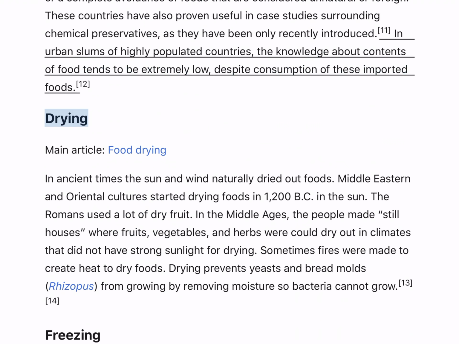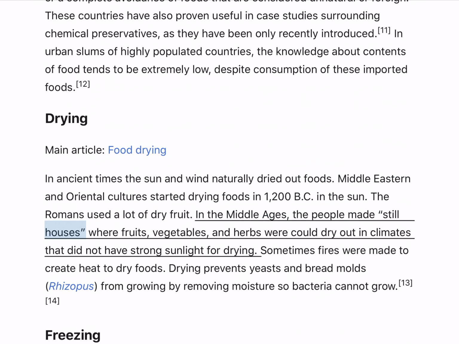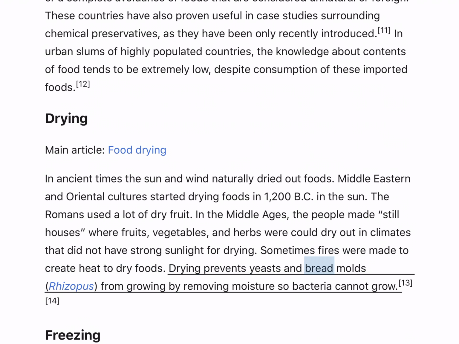Drying. Main article: food drying. In ancient times, the sun and wind naturally dried out foods. Middle Eastern and Oriental cultures started drying foods in 1200 BC in the sun. The Romans used a lot of dry fruit. In the Middle Ages, people made still houses where fruits, vegetables, and herbs could dry out in climates that did not have strong sunlight for drying. Sometimes fires were made to create heat to dry foods. Drying prevents yeasts and bread molds, Rhizopus, from growing by removing moisture so bacteria cannot grow.